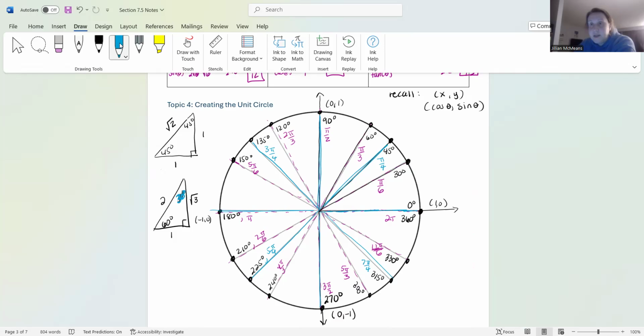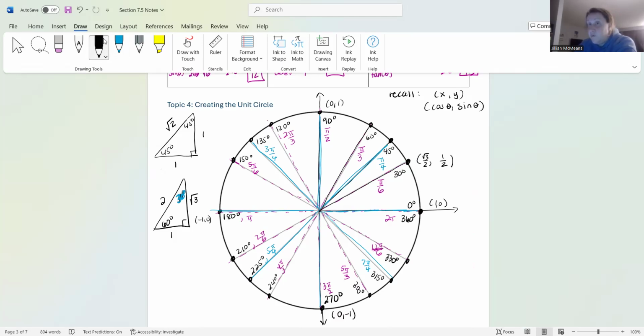We know that sine is going to be the opposite over the hypotenuse, so that's going to be 1/2. And we know that sine is really our y coordinate. Now we know that cosine of 30 degrees is going to be root 3 over 2.